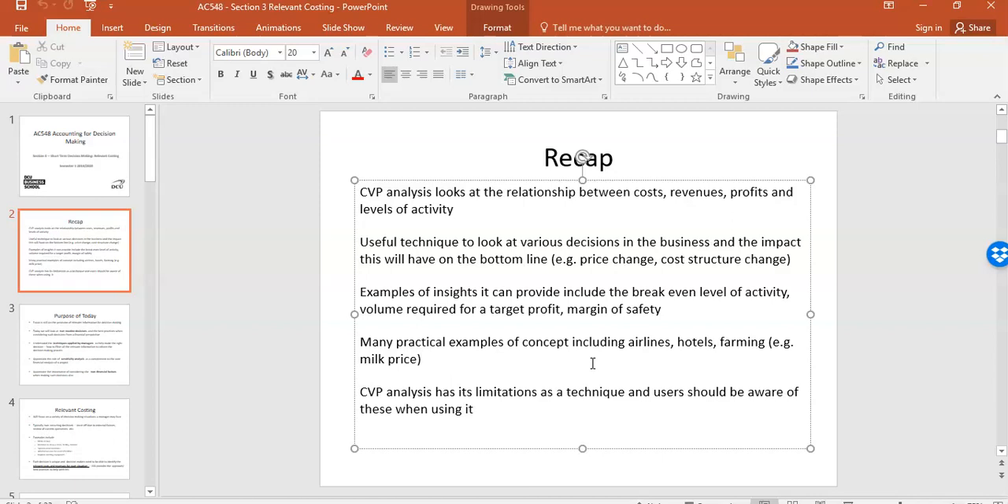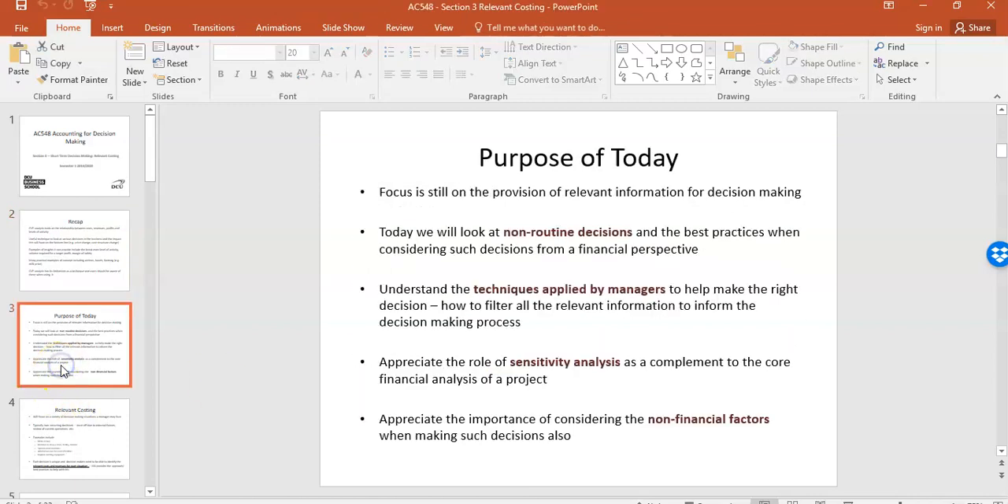Is it a variable cost? Is it a fixed cost? Or is it a mixed cost? So it's just another way of looking at your cost base. Previously, we would have looked at direct cost versus indirect cost when we were trying to cost products or cost services. And today then we're moving on to a new way to look at costs for non-routine decisions.